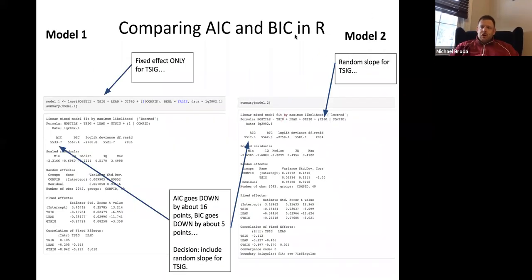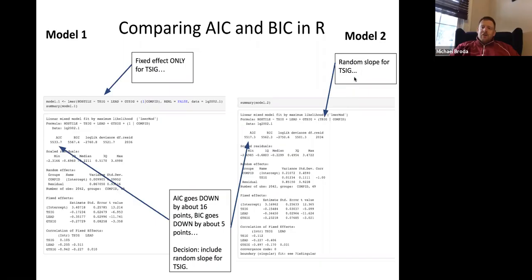All right, so a similar model here in R with a different decision. So this is our hostile data. This is the data looking at the soldiers nested within company predicting hostility towards the goal. And again, this is one we've run quite a bit in different class demonstrations. So here we have a model 1, and model 1 is a good fixed effect model that includes a random intercept at the company level and fixed effects for TSIG, lead, and GTSIG. So task significance, leadership score, and group level task significance.